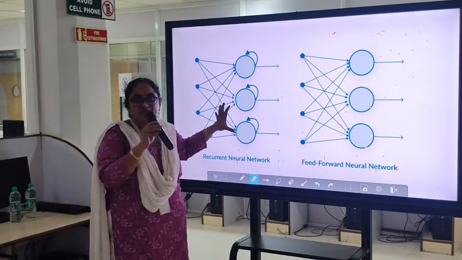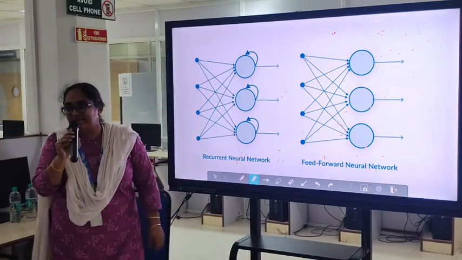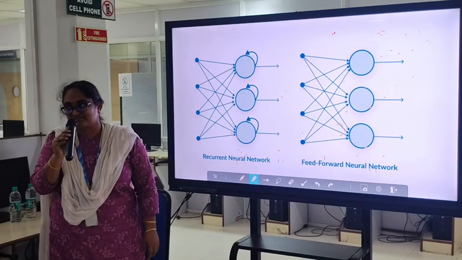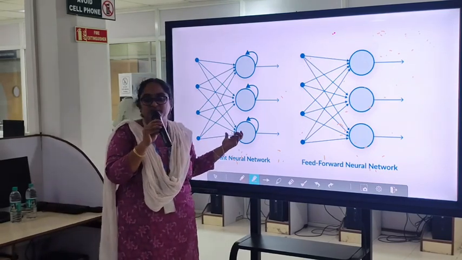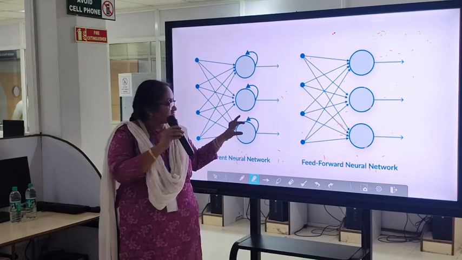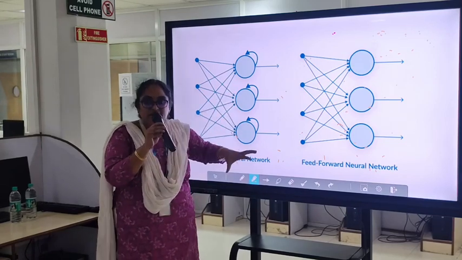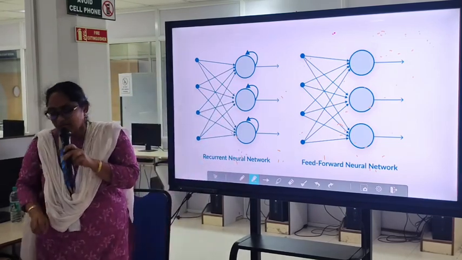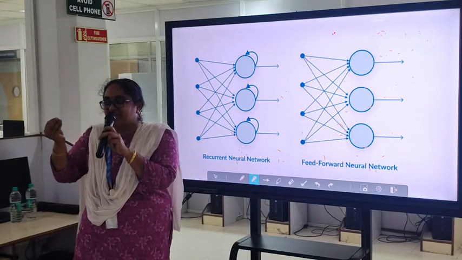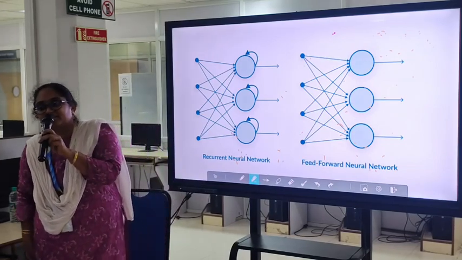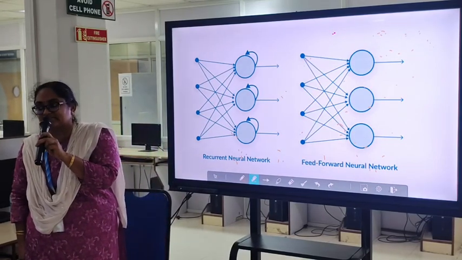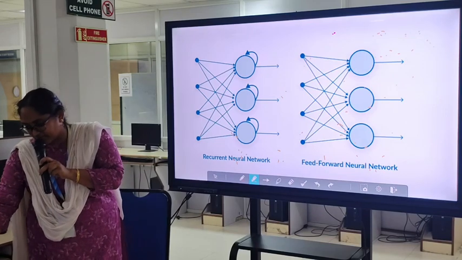So because of this orientation, what will happen is that it can be used in time series analysis. Recurrent neural networks can be used in time series analysis because of this particular feedback loop, memory and all, right? And we will look at, at a very high level, what are the different types of recurrent neural networks, what is the basic thing in that, okay?